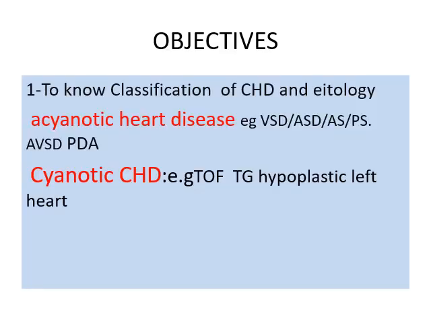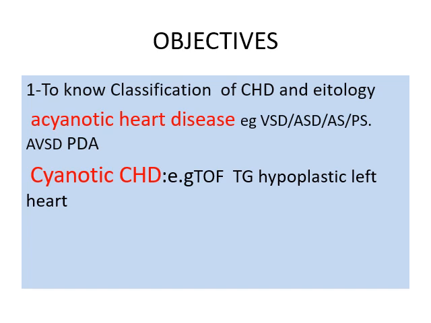Our objective is to know the classification of congenital heart disease and etiology. We have two types of congenital heart disease. It is either acyanotic heart disease, where there is no cyanosis. Examples of it are VSD, atrial septal defect, aortic stenosis, pulmonary stenosis, atrioventricular septal defect, and patent ductus arteriosus.